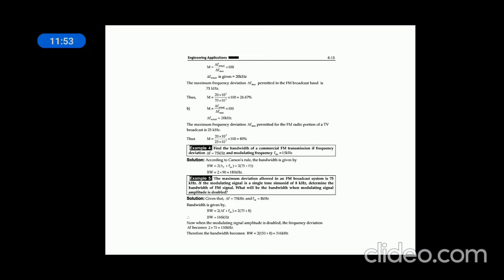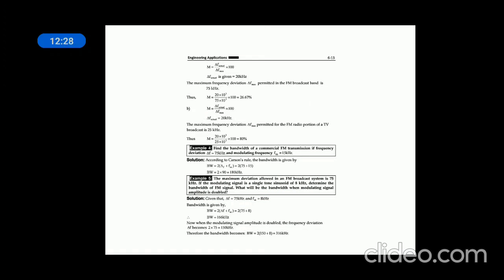Next problem, example number 5. The maximum deviation allowed in an FM broadcast system is 75 kilohertz. If the modulating signal is a single tone sinusoid of 8 kilohertz, determine the bandwidth of the FM signal. What will be the bandwidth when the modulating signal amplitude is doubled?